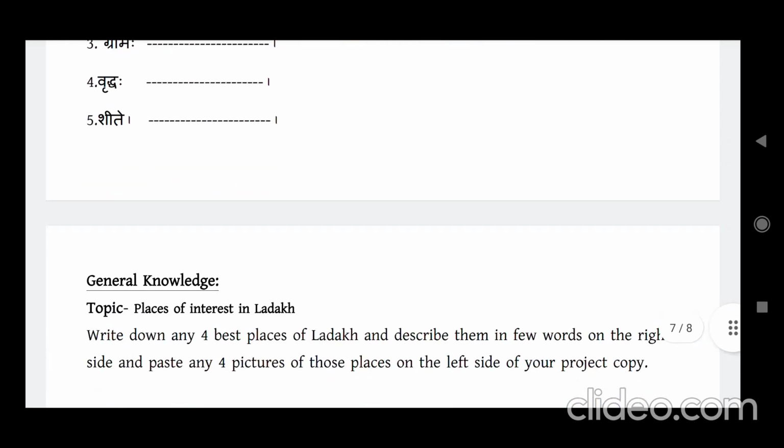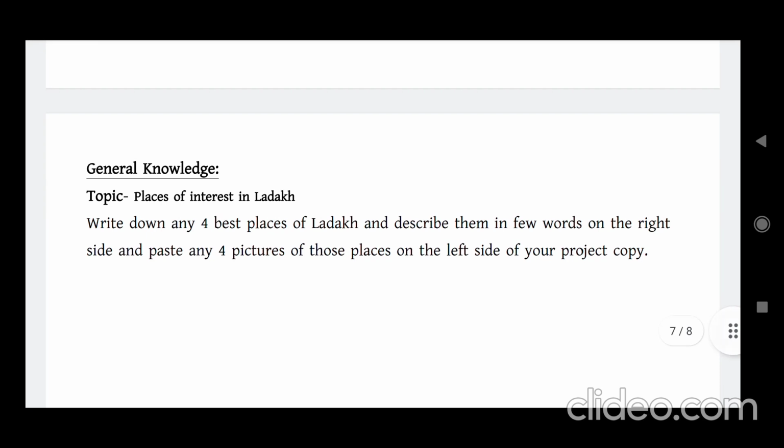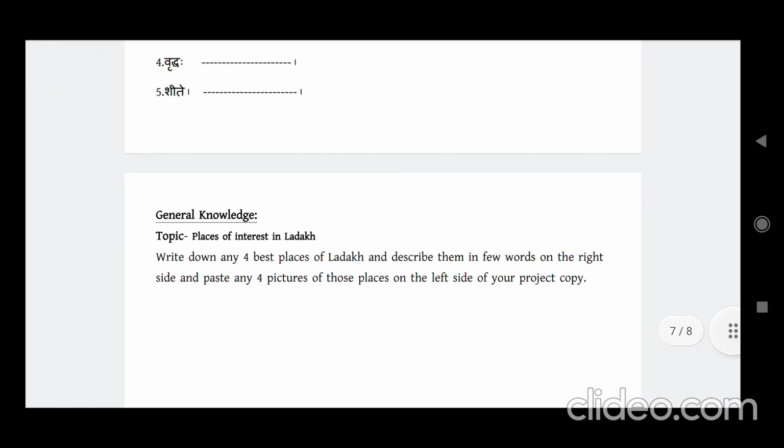Okay, we are coming to the general knowledge subject. The topic is places of interest in Ladakh. Ladakh is a beautiful place. So you are asked to write down any 4 best places of Ladakh and describe them in a few words on the right side of your project copy. And you are also asked to paste any 4 pictures of those places on the left side of your project copy. So this is your general knowledge project.